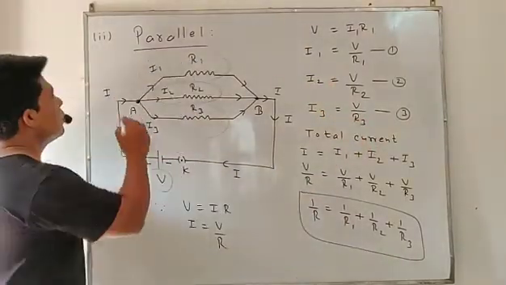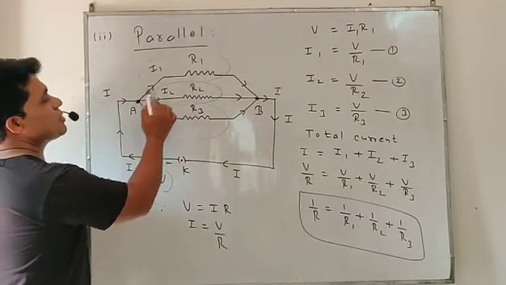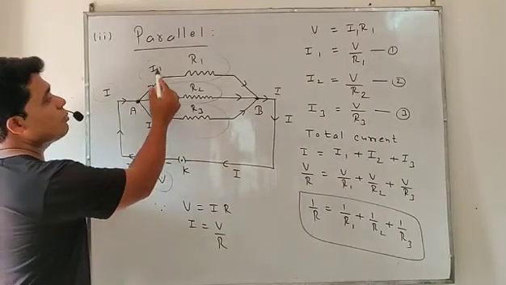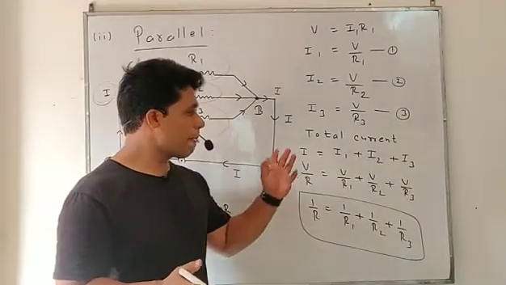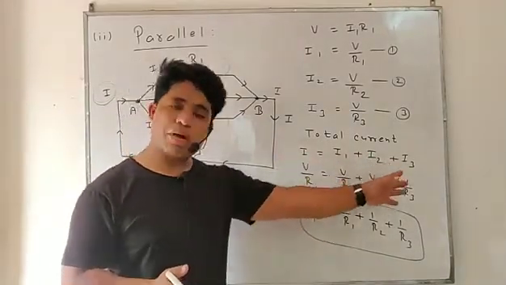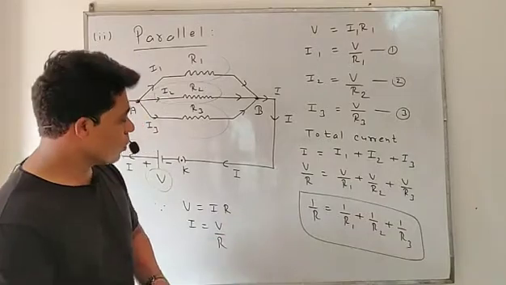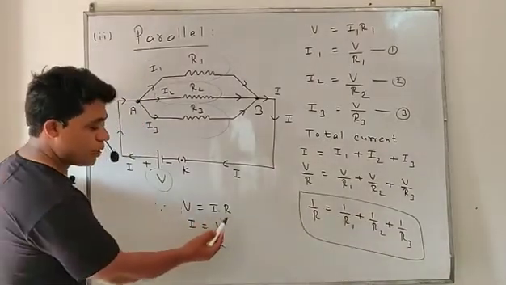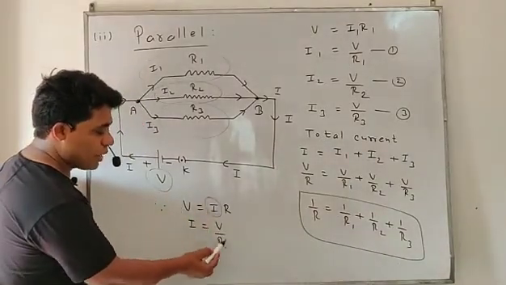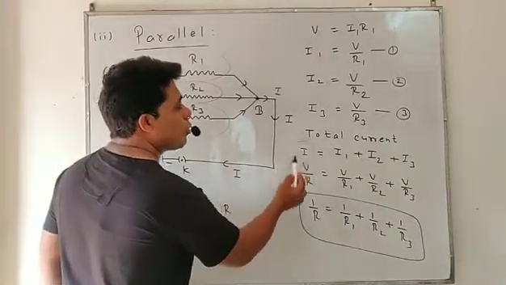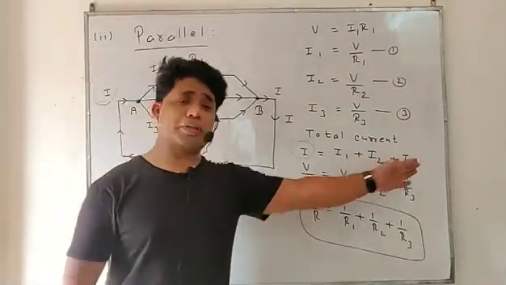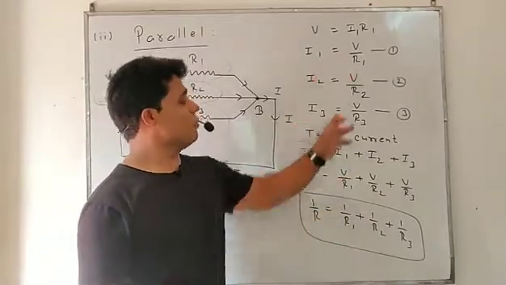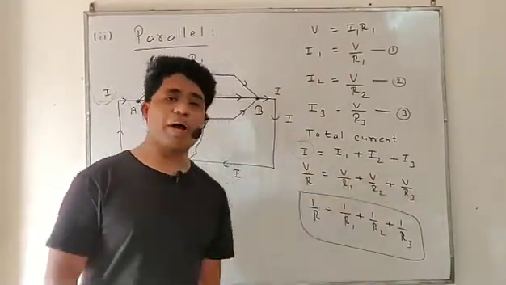As you know, students, current I divided into three parts: I1, I2, and I3. So the sum of I1, I2, and I3 should equal I. So what should be the total current? I equals I1 plus I2 plus I3. Now put in the values. On account of Ohm's law, V equals IR, when we solve for I, it becomes V by R. So here I'm going to put V by R. Now put the values of I1, I2, I3. That is quite simple: V by R1, V by R2, and V by R3.